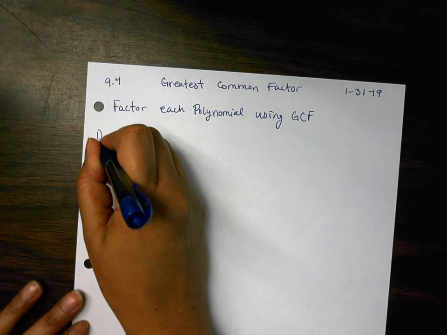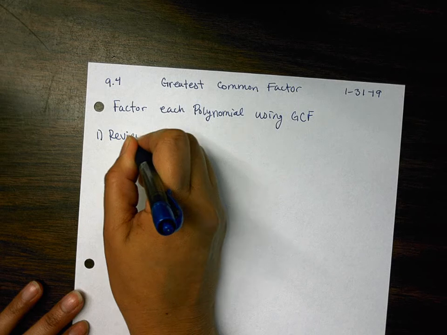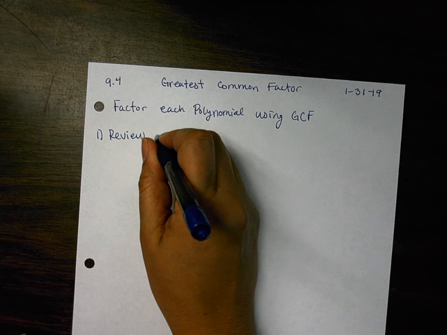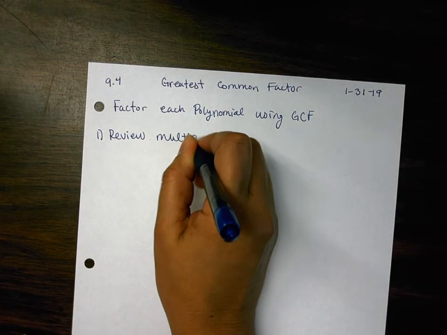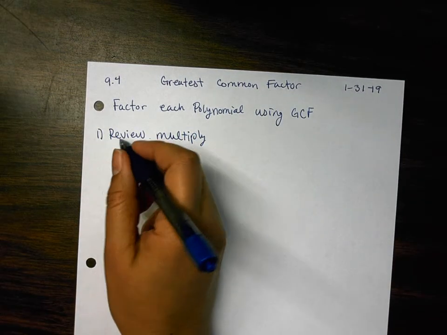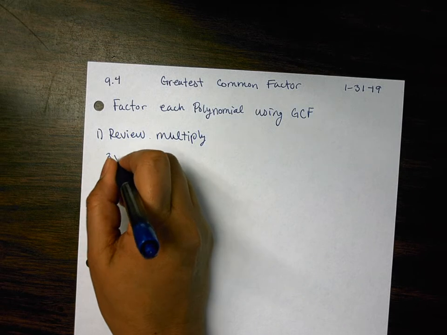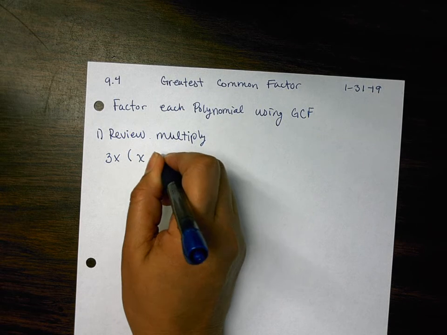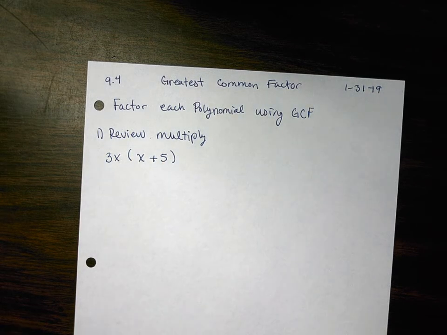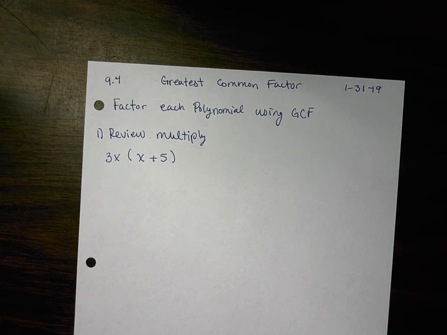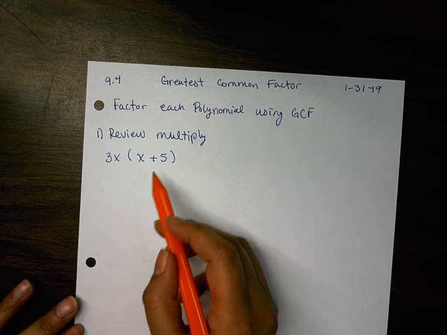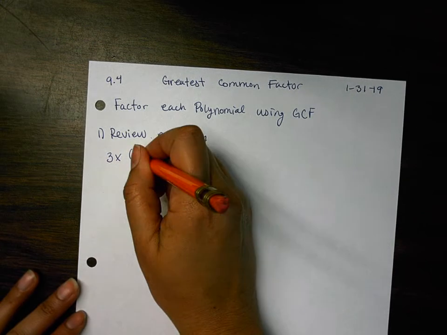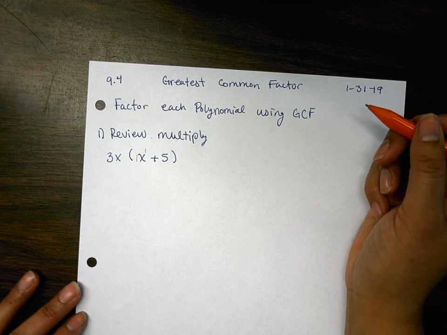Before I do that, I'm going to review first, and I should have done this before I wrote that intro piece, but I'm going to squeeze a review in there anyway. On the review, I want you to multiply 3x parentheses x plus 5. Remember, we've talked about this for quite a few days now. This is like our third day, actually, we've done it since last unit. You multiply the coefficients and add the exponents.